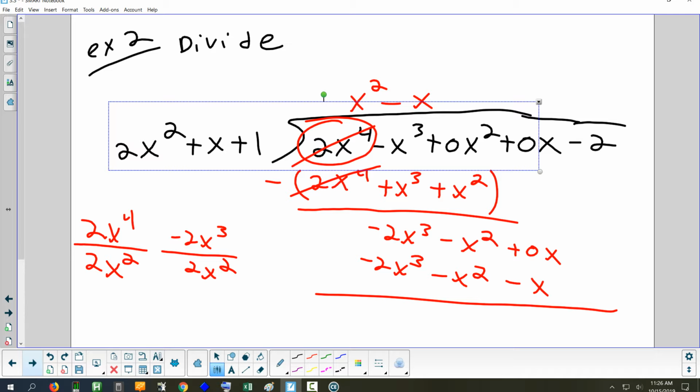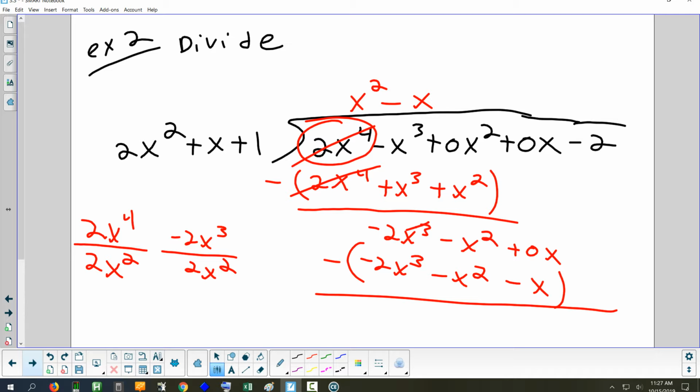So you divide the first number by the first term. Yep, the first term here by the first term over here. Okay, and now we're going to subtract and see what happens. How about, Brianna, what's negative 2x cubed minus negative 2x cubed? 0x cubed, it's gone. Brandon, what's negative x squared minus negative x squared?